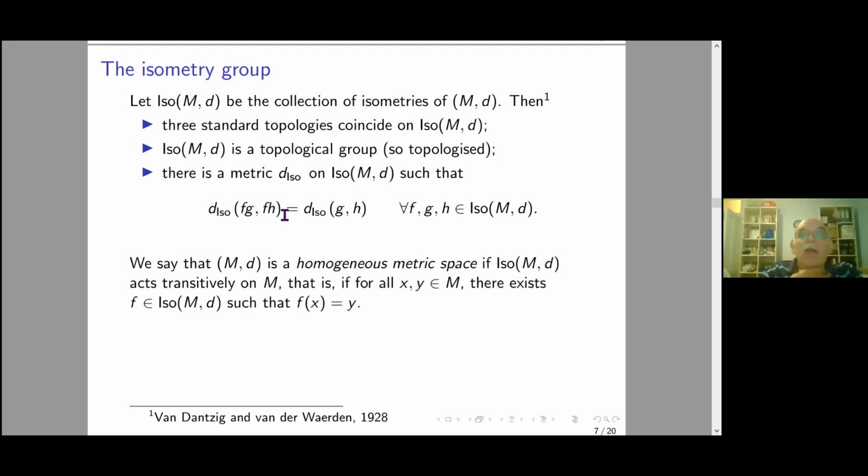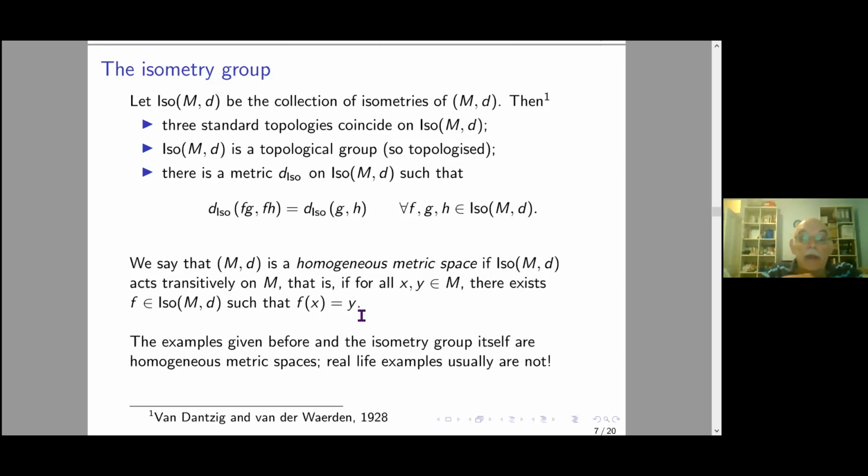So if we have a metric space, we say that it's a homogeneous metric space if the isometry group acts transitively on it. That is, if I take two points in the metric space, then I can find an isometry that maps one point to the other point. So in some sense, that means that all points look rather the same. So this is homogeneous. So the examples given before and the isometry group itself are examples actually of homogeneous metric spaces.